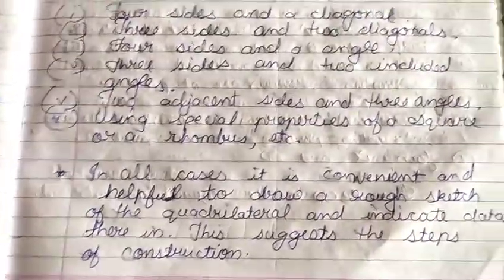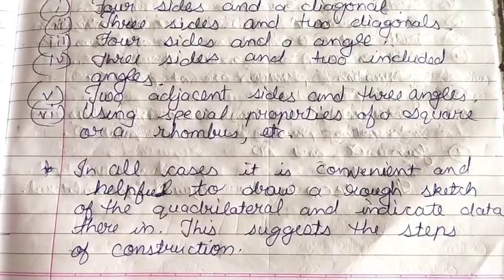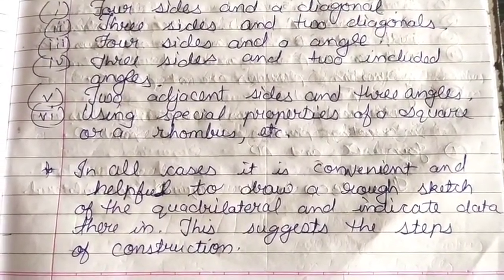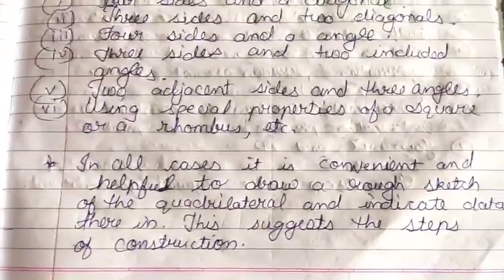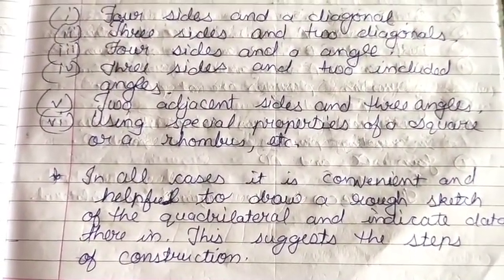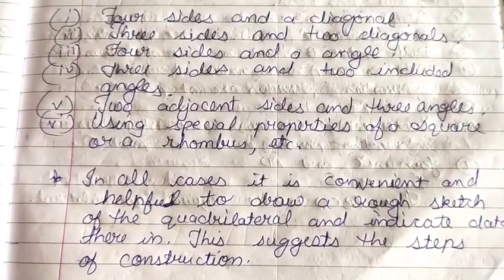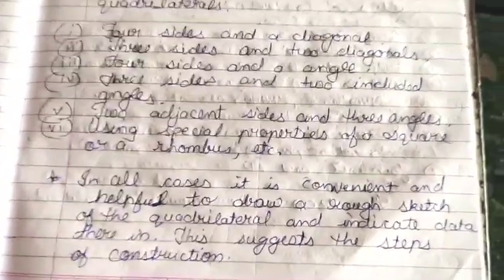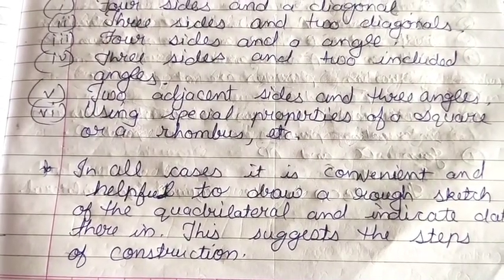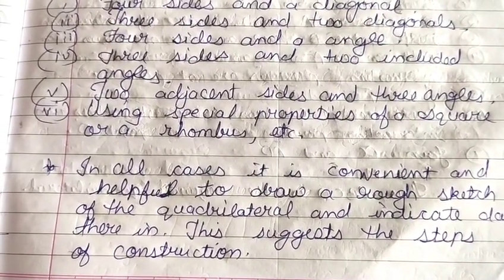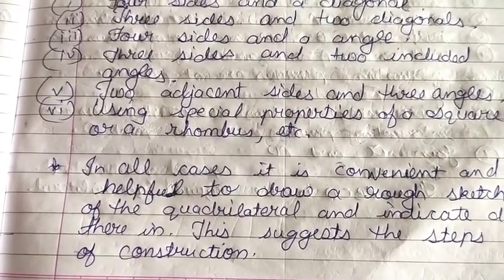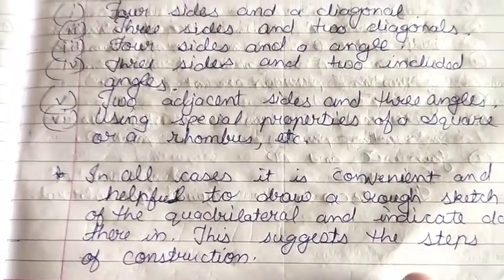Now, in all cases, it is convenient and helpful to draw a rough sketch of a quadrilateral and indicate the data therein. This suggests the steps of construction. Dear student, before constructing the quadrilateral, it is very convenient to first draw a rough sketch and indicate the data therein. With the help of such, we can easily construct the quadrilateral, and we can write the steps of construction also.